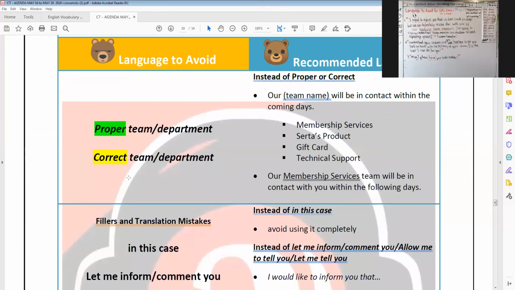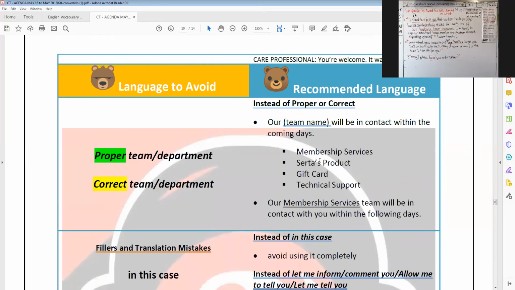We want to avoid phrases like this, I'm sorry, this is not the proper team, or I'm going to connect you to the correct department. It makes the customer feel like they've wasted their time talking to you and waiting on hold. It was useless. So instead of saying that, let's mention the department that we're going to transfer the customer to.